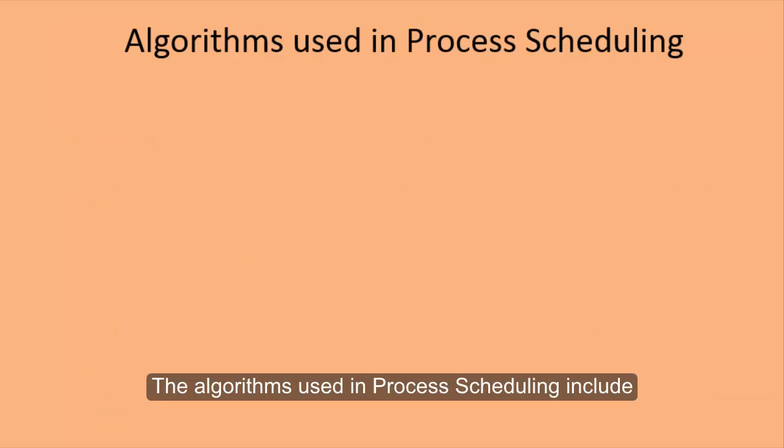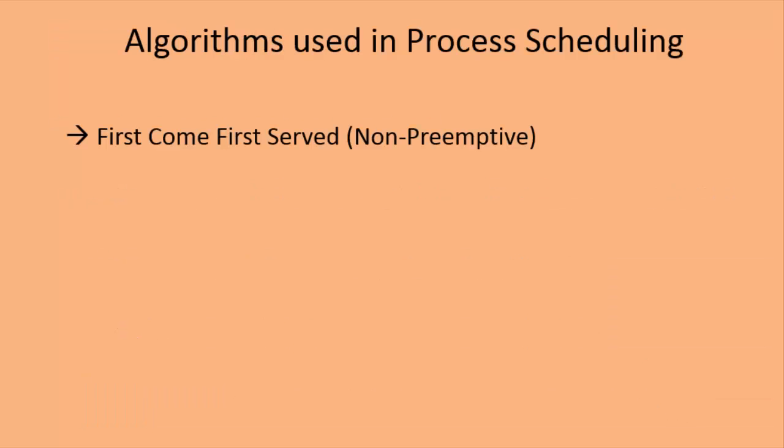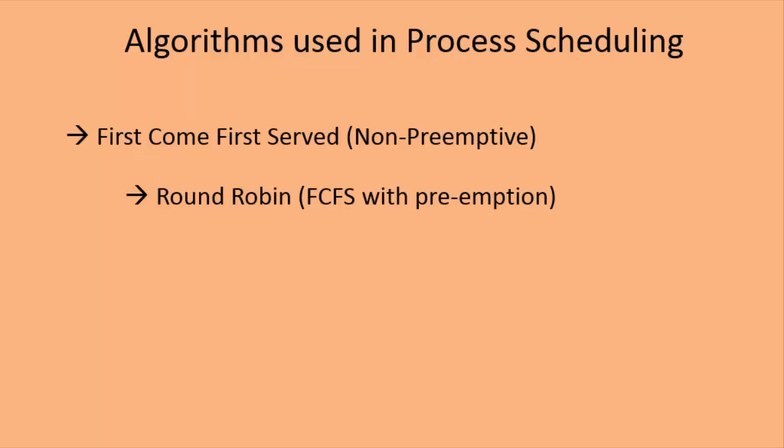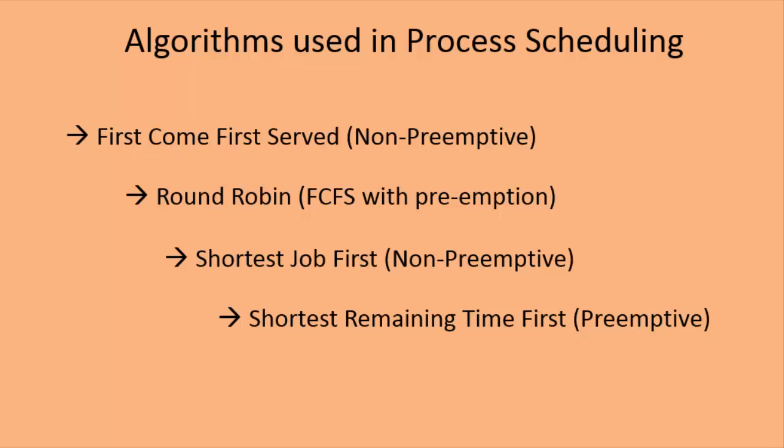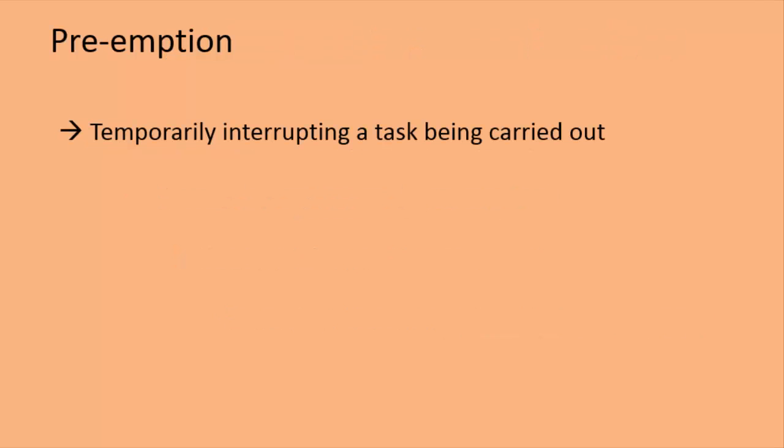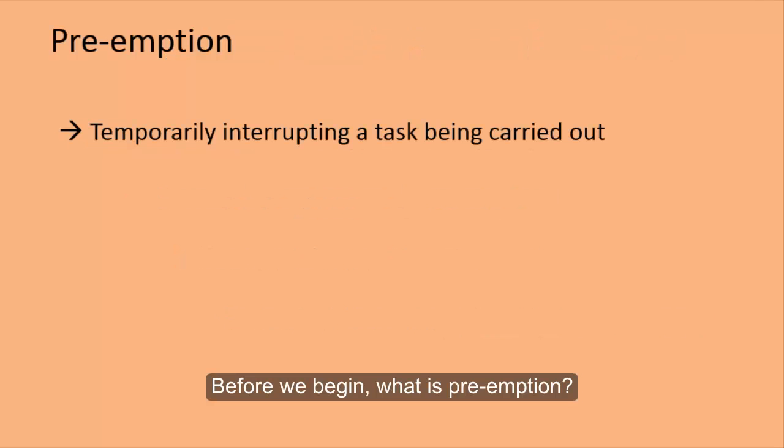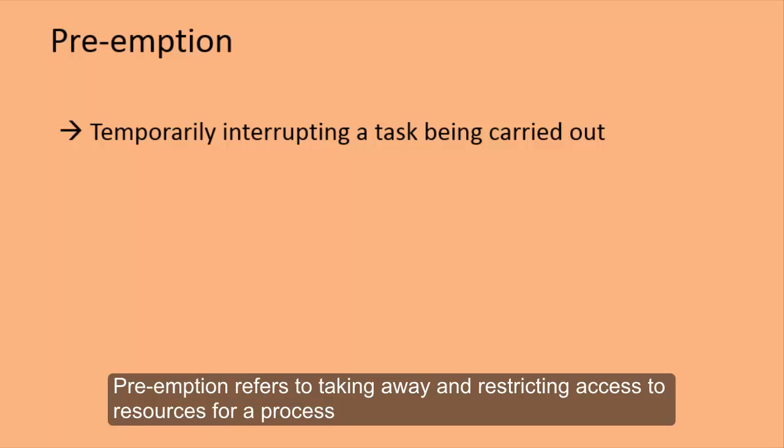The algorithms used in process scheduling include first come first serve, round robin, shortest job first, and shortest remaining time first. Preemption. Before we begin, what is preemption? Preemption refers to the taking away and restricting access to resources for a process.